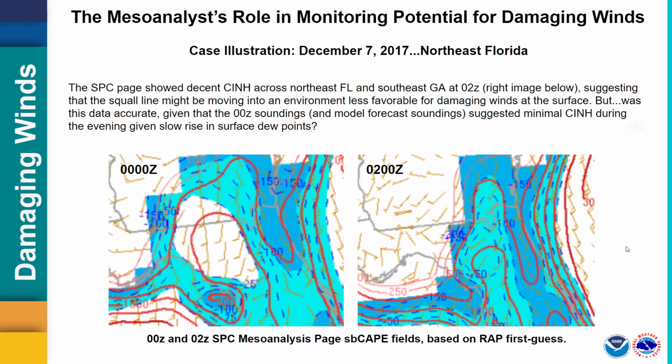Now the SPC mesoanalysis page, surface-based CAPE, which is based initially on the RAP, suggested some stabilization during this period, perhaps leading to a less favorable environment for the squall line as it progressed eastward into northeastern Florida, furthering the SPC outlook suggestion of a decreasing threat with eastward extent. The surface observations, however, were not suggesting this.